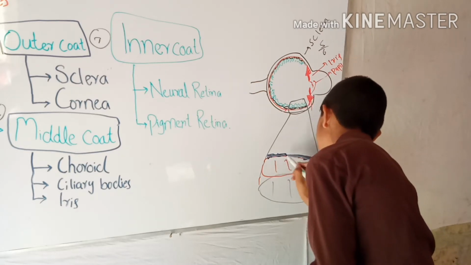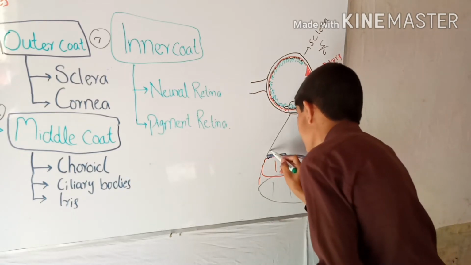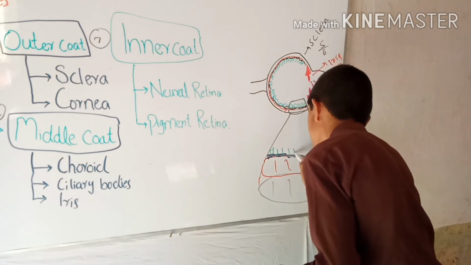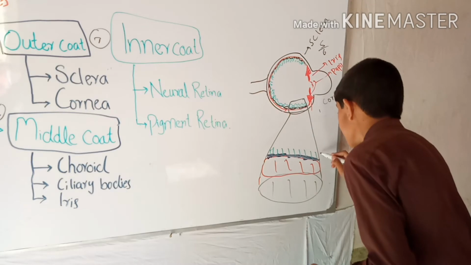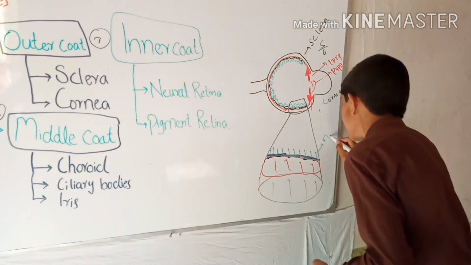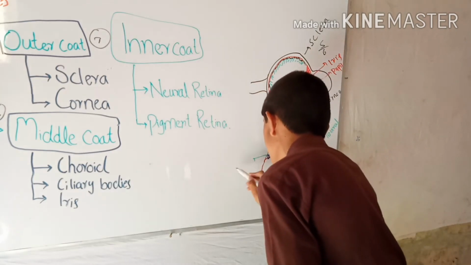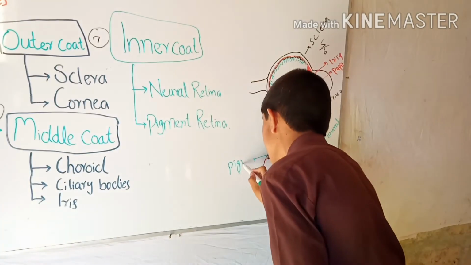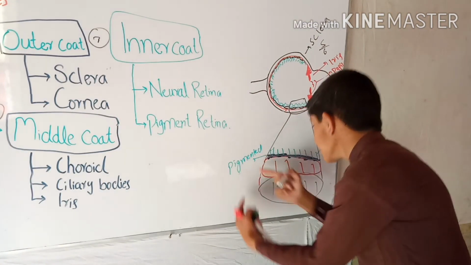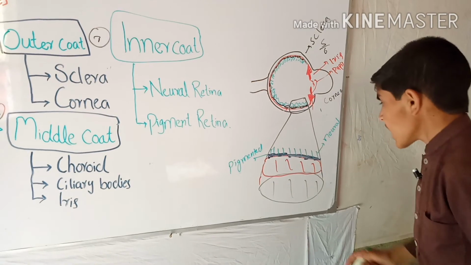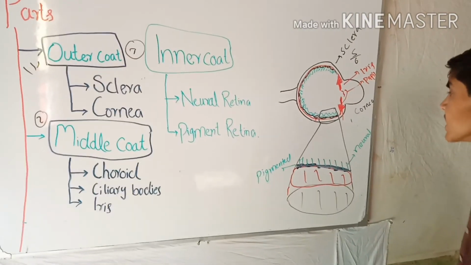It is highly pigmented. And the next part is the neural part. It is like this structure. So okay, this is the neural part. This is the pigmented part. This is the pigmented part, this is the neural part, and this was the sclera, and this was the choroid, and this was the sclera.